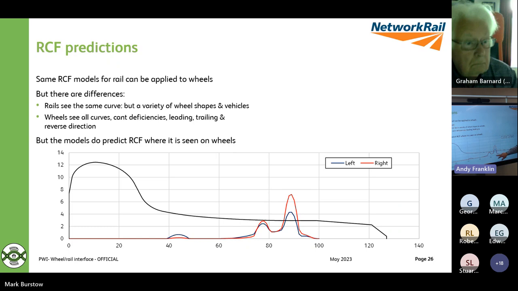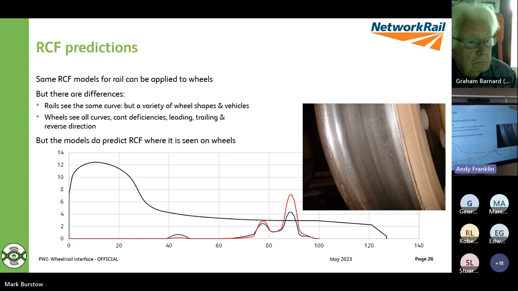And when you compare that with a wheel, sure enough, it's predicting RCF in the right place. So the forces work, the models work. The forces are equal and opposite.